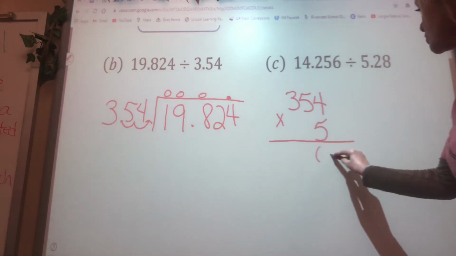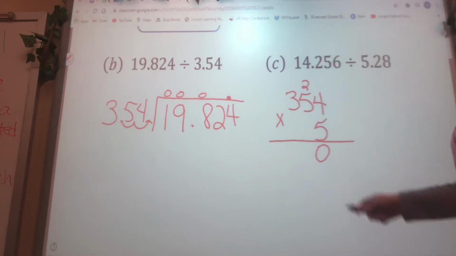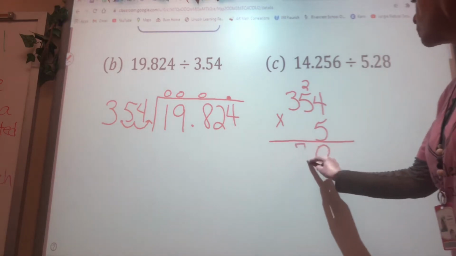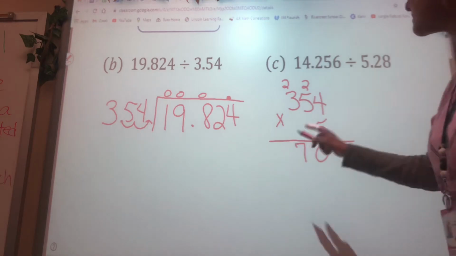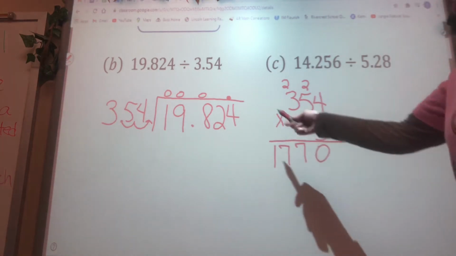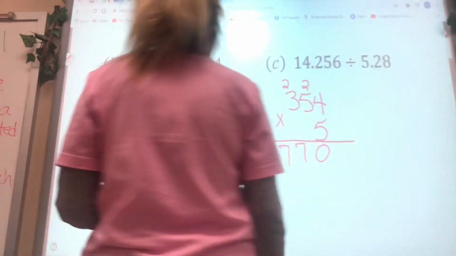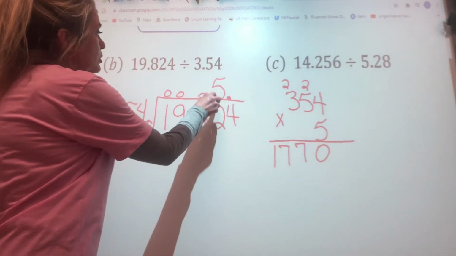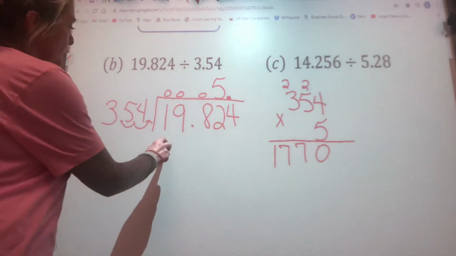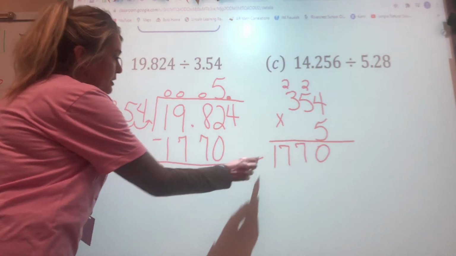5 times 4 is 20. Carry your 2. 5 times 5 is 25, plus the 2 that you carried is 27. Carry your 2. 5 times 3 is 15, plus the 2 that you carried is 17. So yeah, that'll work for me, won't it? I didn't have to do too many tries because I got pretty close the first time. And we don't have to do the math again because we already know that 5 times 354 is 1,770. And then we subtract.